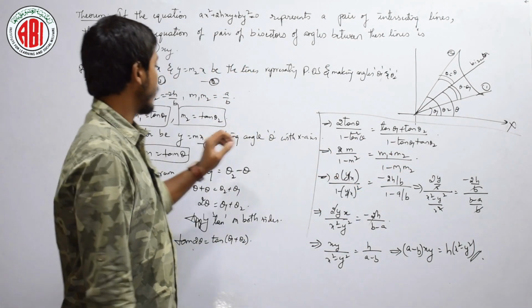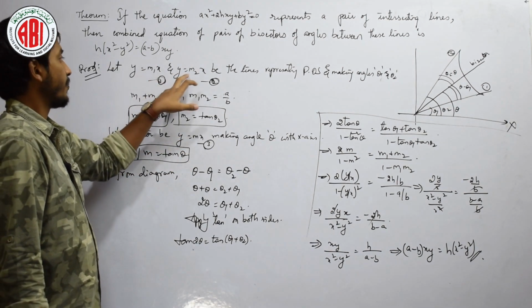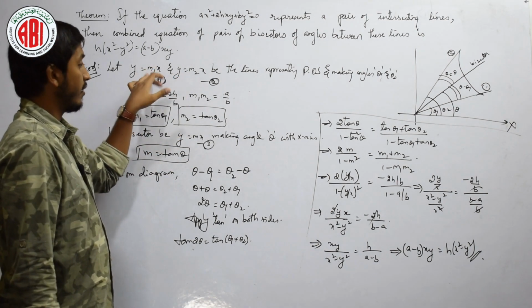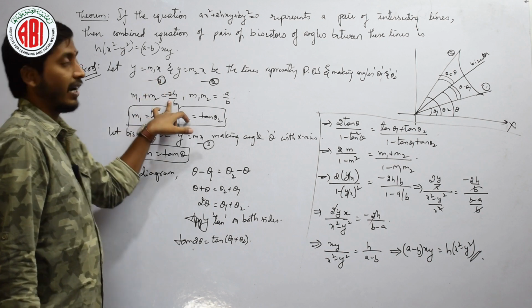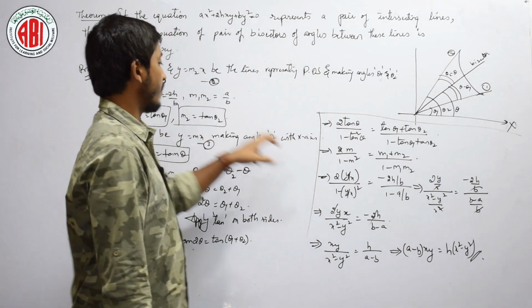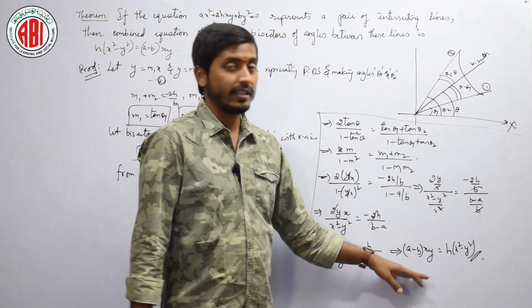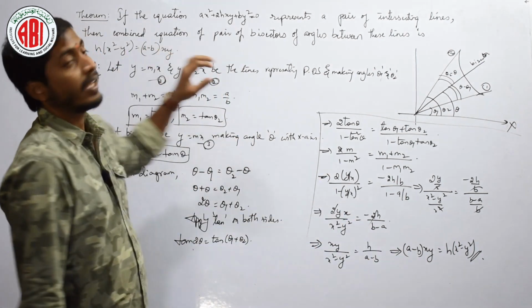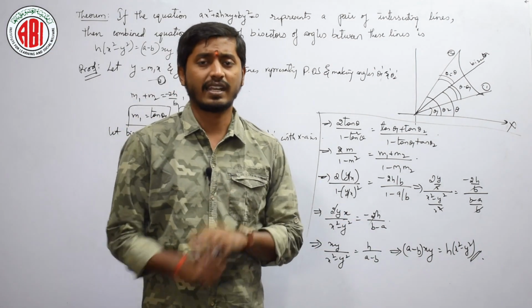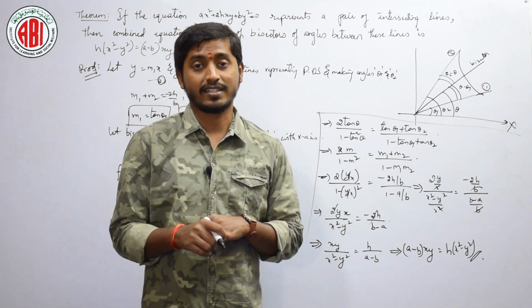After substituting those values, with m as y by x and m1 as y by x, m1 plus m2 has the direct relationship minus 2h by b, and m1 m2 is nothing but a by b. I have substituted everything and simplified, so that I will get this equation. Is it right? Did you understand? Clear? This is the second theorem which we are studying.